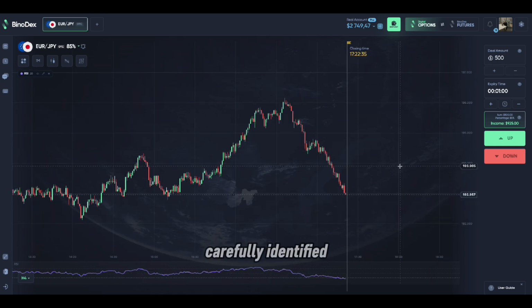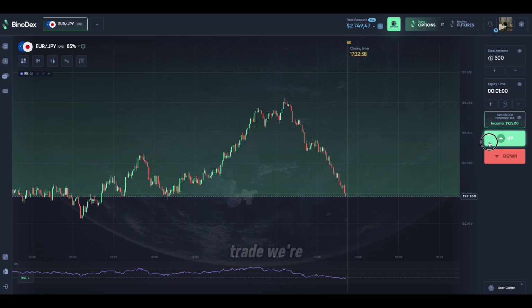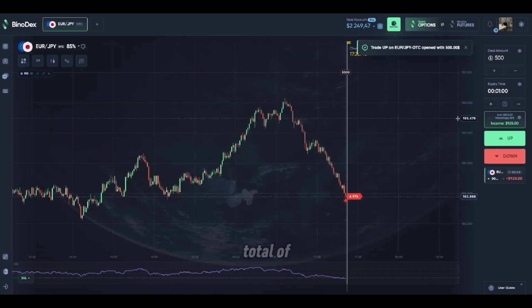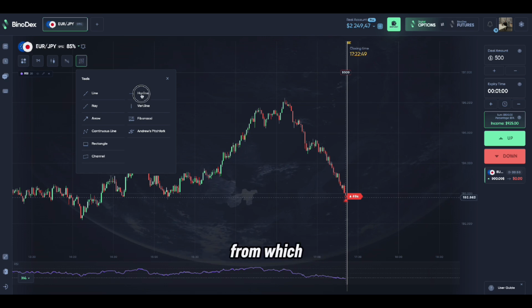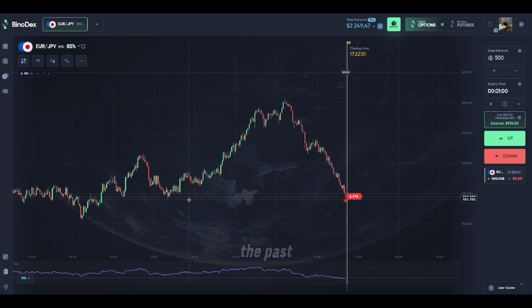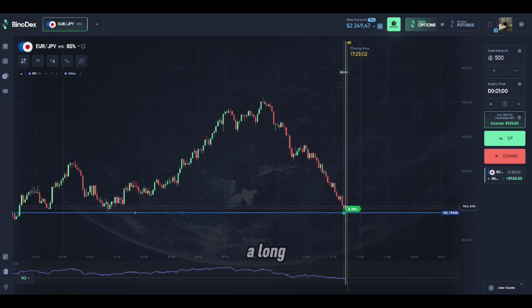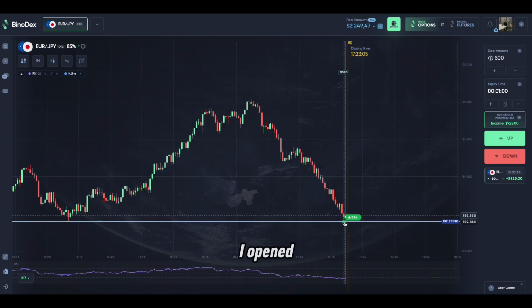So, I've carefully identified the next good moment to open our second trade. We're opening a 1 minute trade for a total of $500 in an upwards direction. Also, it's definitely worth noting here that there is a significant support level from which the price has already reacted several times in the past. And precisely at this moment, this very support level is acting as our clear oversold zone. That's exactly why you can confidently open a trade to take a long position right here. Of course, I opened the trade a bit above this specific area, but I think there won't be any issues with this trade at all, since the price is reacting upwards from this level.